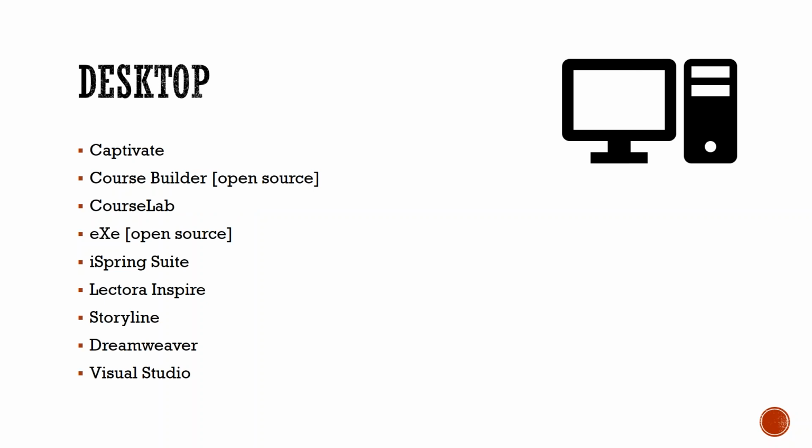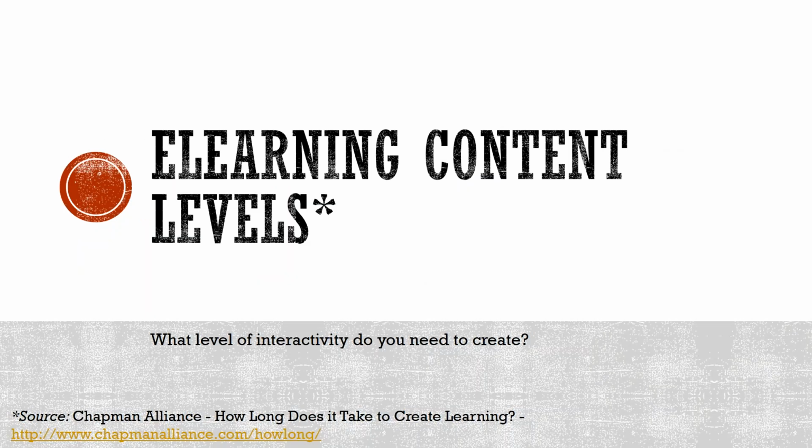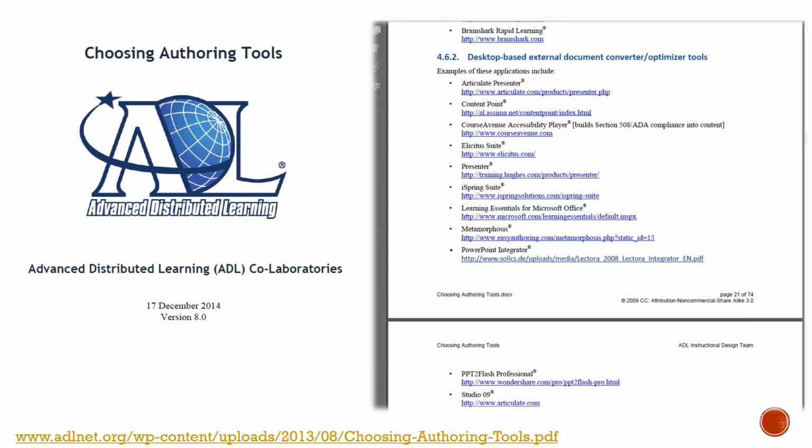So there are some other desktop-based versions. You see Course Builder and EXE. Personally, I've not used EXE, so I couldn't tell you anything about it. It was listed on that ADL document that I mentioned earlier, which kind of goes through a lot of this information. Take a look at this if you have a question. It's a long read, but it's very thorough. And that's one of the ones that's mentioned inside this document. Now, again, you see it was last published or updated version 8 in 2014, but a lot of the information is quite pertinent even today.